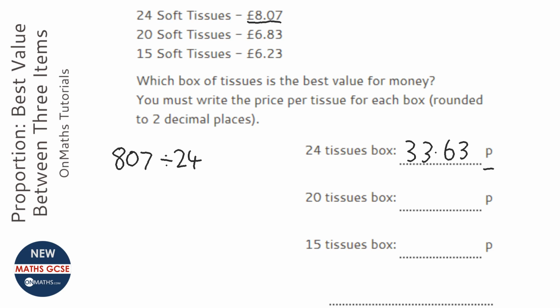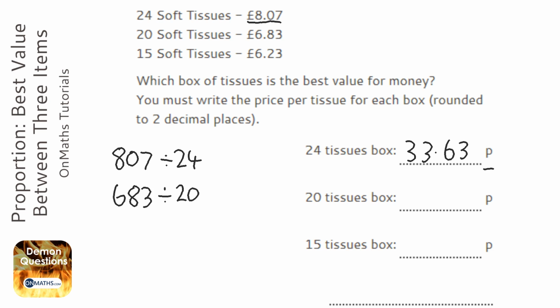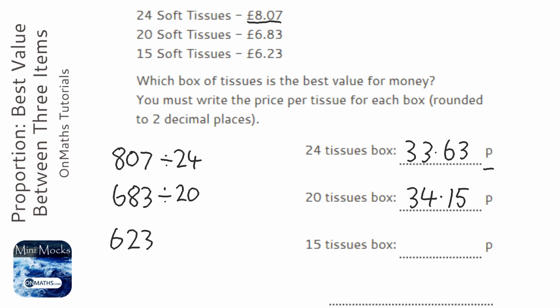The next one, again, I'm going to do the pennies divided by 20, so 683 divided by 20, and this time it works out to 2 decimal places. Don't need to do anything, don't need to round it. And the last one is 623 divided by 15. So 623 divided by 15, and I do have to round this one because it's 41.5 and then 3 recurring, so it's just going to be 3.